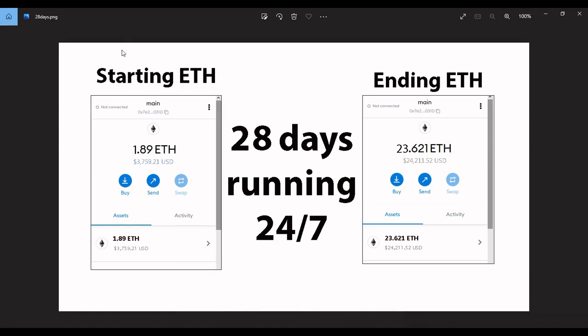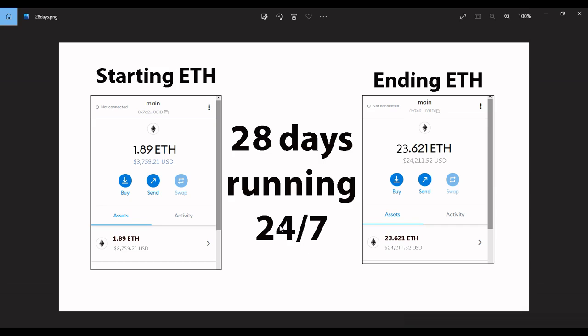So starting off with Ether, I started in this particular address. I had 1.89 Ethereum. Now, keep in mind I did set the bot to only utilize 1.5 Ethereum, so it didn't actually use everything that was in my wallet. And the ending Ethereum, this is after 28 days, running 24/7.